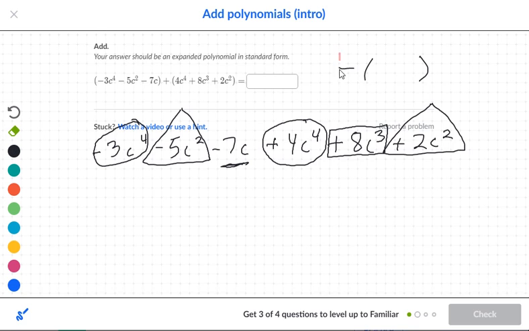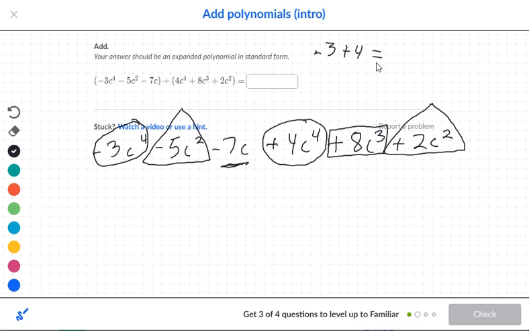So let me erase this. We have a little room to write. So now what we're going to do is take the coefficients here. So you got a -3 and a +4. So it's a -3 and a +4. So I'll come up here, I'll write in the -3 plus 4.